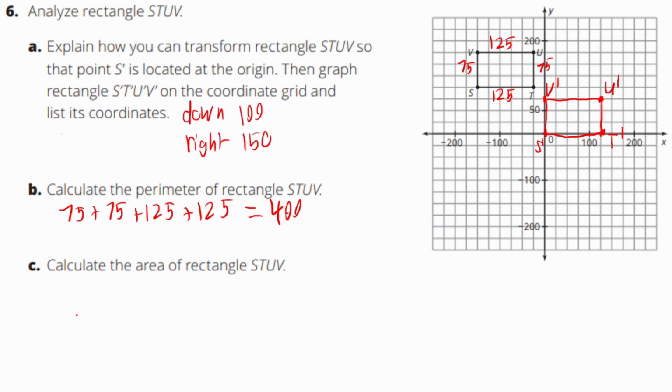Now we need the area, which means we just do the length times width. So 75 times 125, which we go to the calculator. And it gives me 9,375. There we go. Nice and easy.